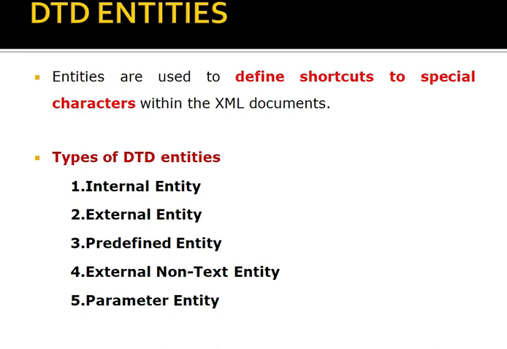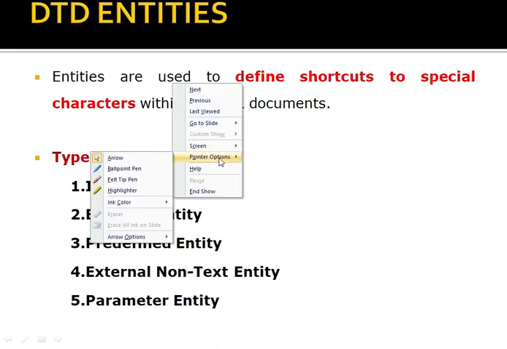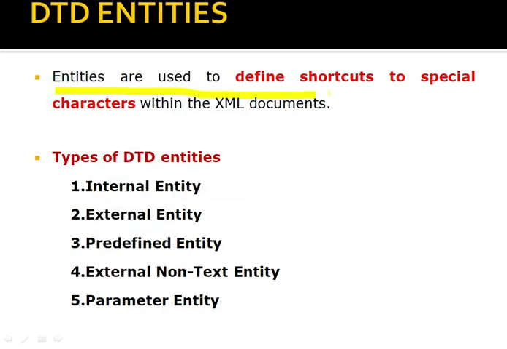And in that we have discussed elements, we have discussed attributes. One more thing is there, that is entities. DTD entities. Entities are used to define shortcuts to special characters. The purpose of an entity is to define special characters within the XML document.